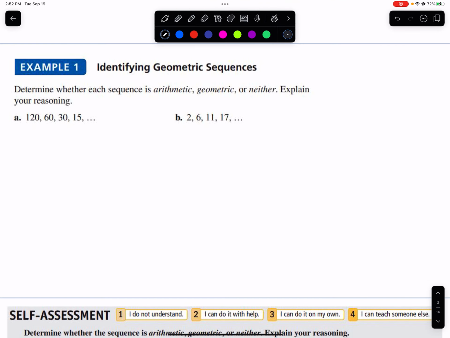All right, so for example 1, we're just determining if the sequence is arithmetic, geometric, or neither. So I want to see if I am adding the same thing every time, multiplying the same thing every time, or neither of those things. So 120 to 60, if I'm adding, well, I would have to subtract 60. And then 60 to 30, I would have to subtract 30. And then 30 to 15, I would have to subtract 15. So I know it's not arithmetic.